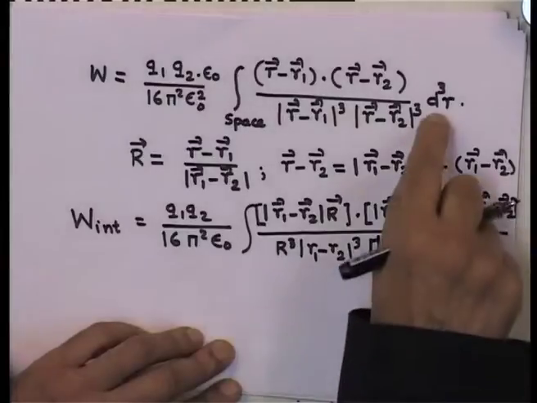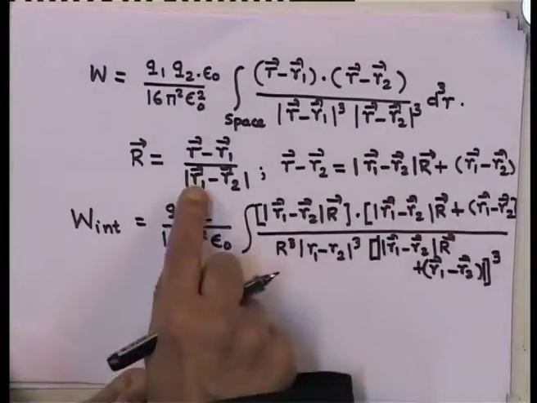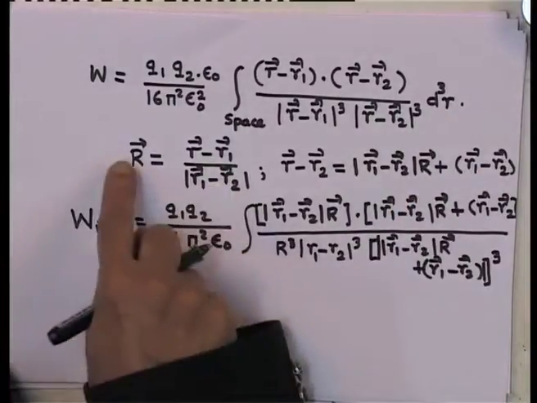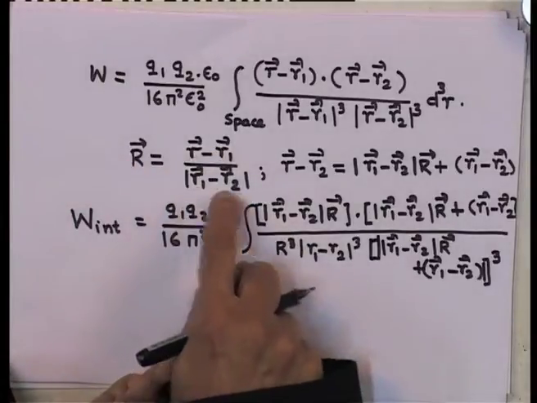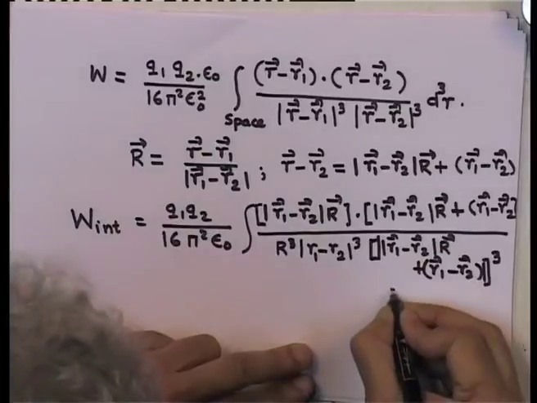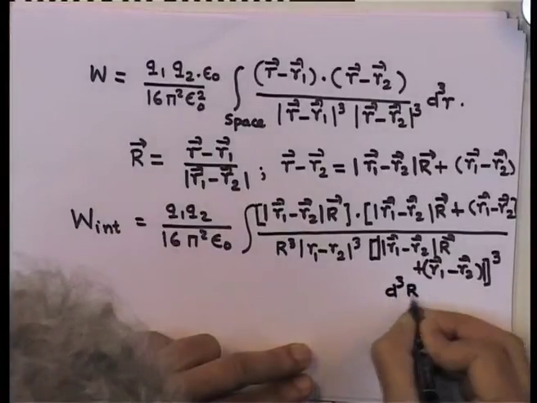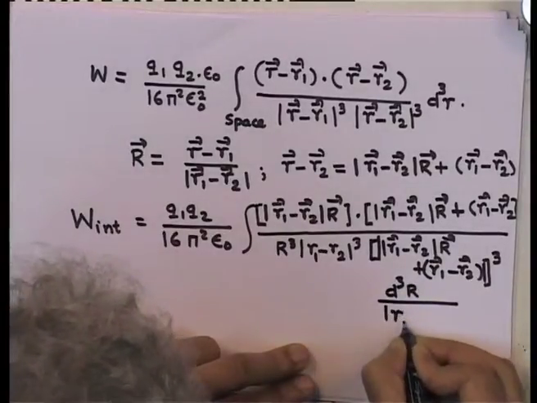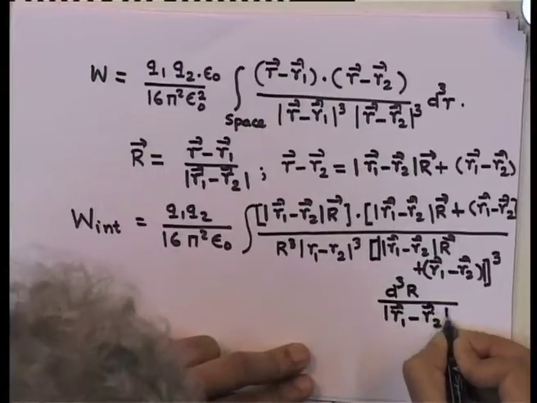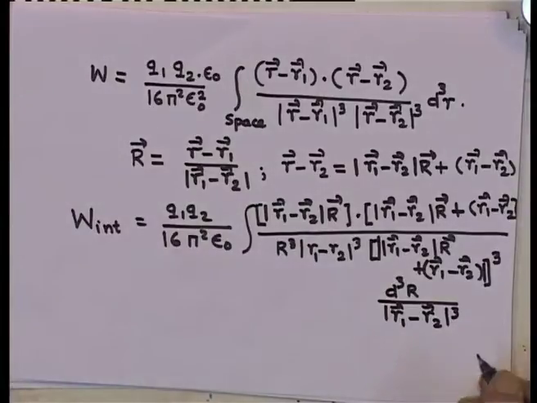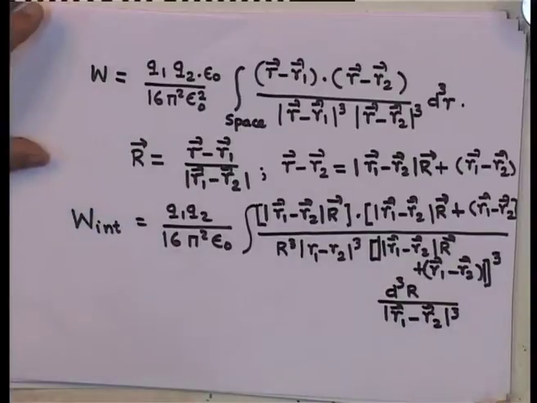Now, there is a d cube r there, and you can check immediately d cube capital R is the same as d cube small r by modulus r 1 minus r 2 cube. So, d cube r by r 1 minus r 2 cube looks like a horrible expression, but we will be able to simplify it much more. So, let us look at what it is.